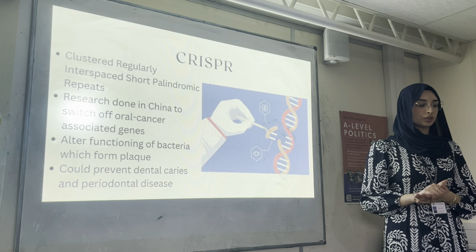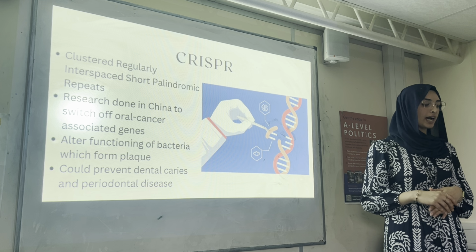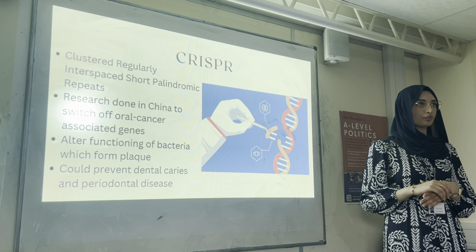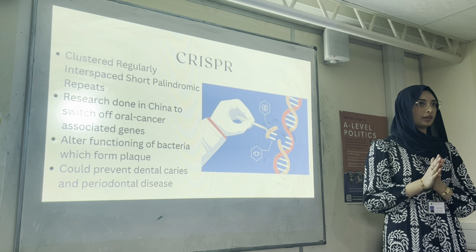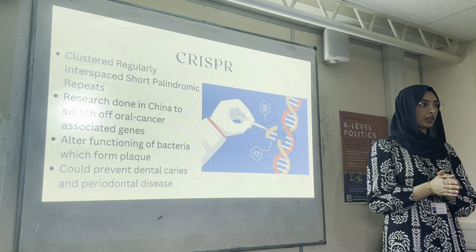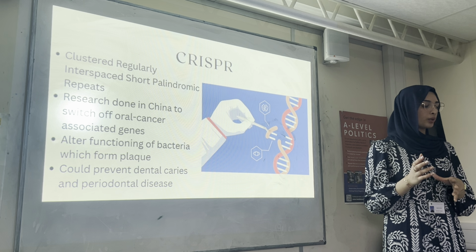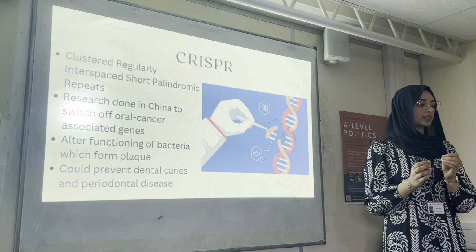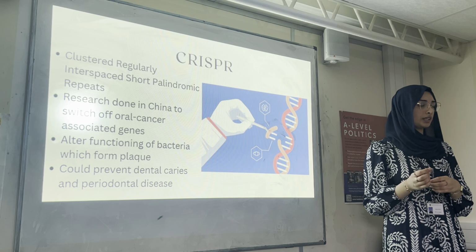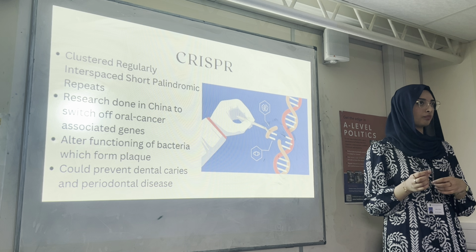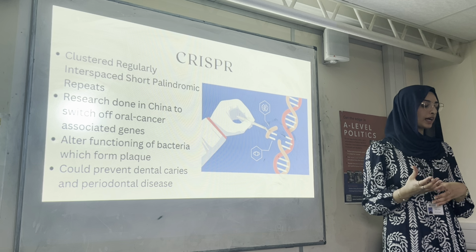So the last topic is CRISPR, which is clustered regularly interspaced short palindromic repeats. And this is used mainly to eliminate cancer. So in oral cancer, researchers in China have done some research on oral cancer, and what they've done is they've used this technology to switch off the oral cancer associated genes to prevent the growth of cancer, or to prevent the start of cancer.